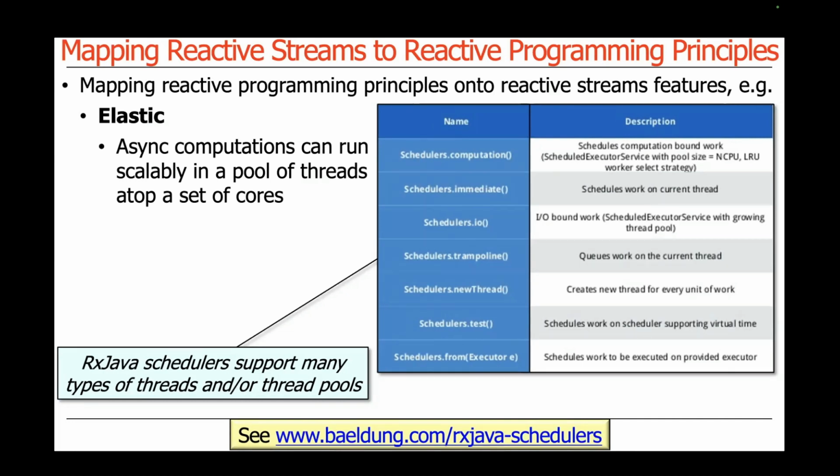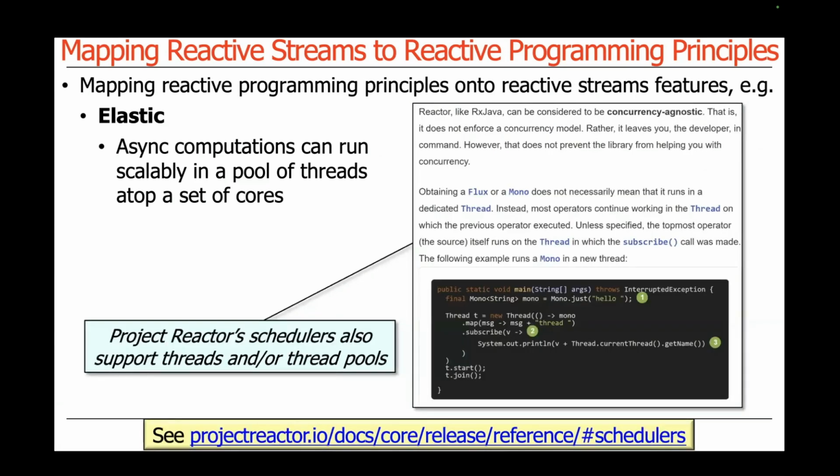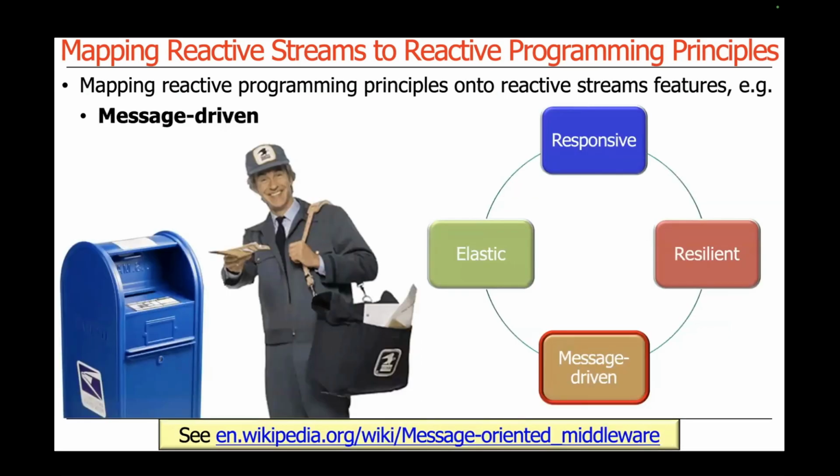And you can see here that RxJava, for example, has a whole slew of different types of threads and or thread pools, like the computation thread pool, which is used for CPU-bound jobs, the I/O thread pool, which is used for blocking I/O tasks, and then several other ones as well. Project Reactor also contains schedulers. That's where the thread pools are defined, these things called schedulers. And they also support a bunch of different thread pool models. We won't really focus on them, but if you come back next semester, you can learn more about that.